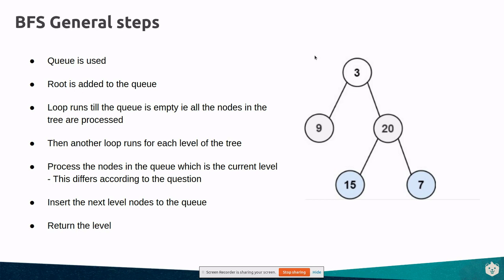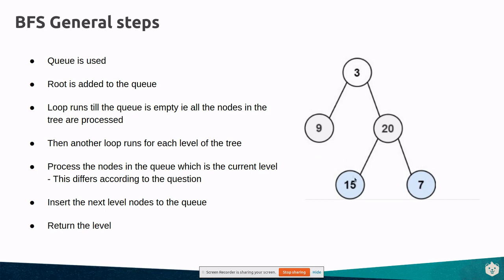Okay. So first a queue is used and the root is added to the queue. Then you will have an outer loop as well as an inner loop. The outer loop will run till the queue is empty, that is, till all the nodes are processed, right? And then in the inner loop, we'll process all the nodes at the current level. As a part of this processing, we will add the next level nodes to the queue, so that these nodes can be processed in the next iteration of the outer loop.